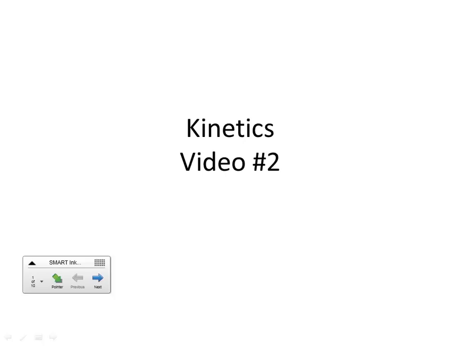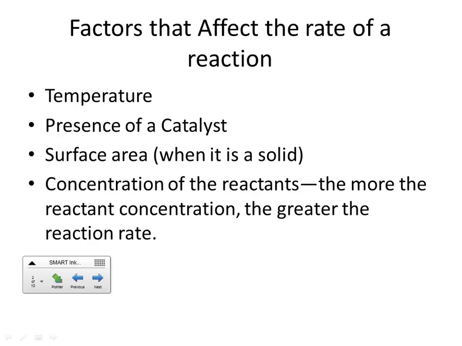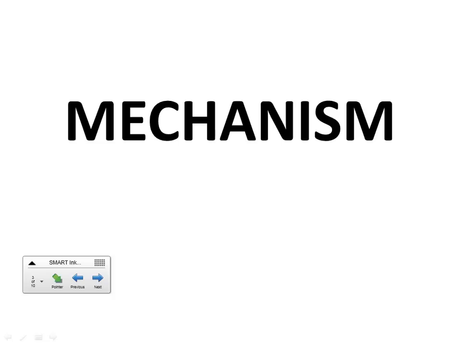Alright, hopefully you remember how we left the last video. We finished up by talking about some of the variables that affect the rate of a reaction. We talked about temperature, the presence of a catalyst, surface area, and the concentration of the reactants, and how the more reactant you have, the greater the reaction rate. Additionally, we talked a little bit about the process by which a reaction occurs, or the mechanism.